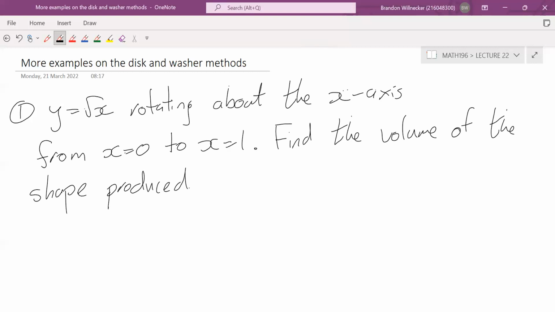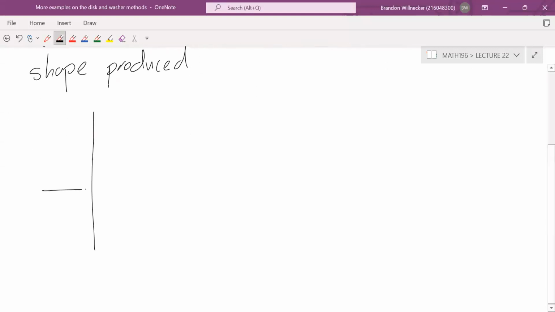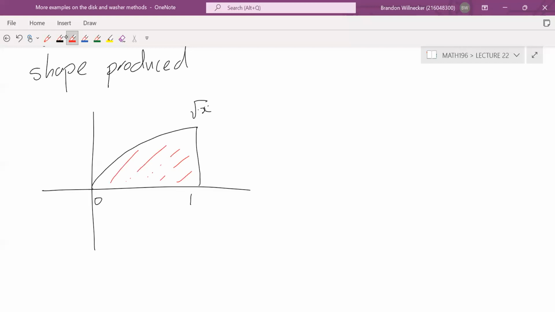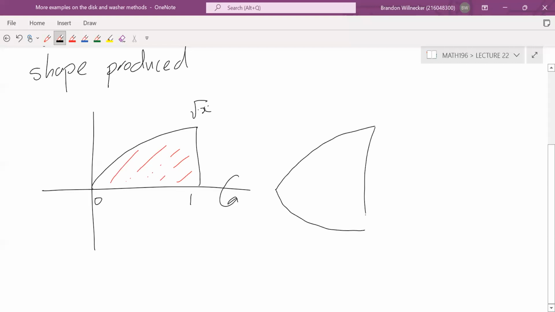Okay, so let's start off with a little sketch of what's going on. So we've got our axes, and we've got the curve root x from 0 to 1. So it looks something like that. So we're going to take this area here and we're going to rotate it around the x-axis. So we rotate it around the x-axis and we're going to get some solid shape produced. Yeah, it's going to look something like this. Yeah, so that's the shape that gets produced by rotating that area around the x-axis.